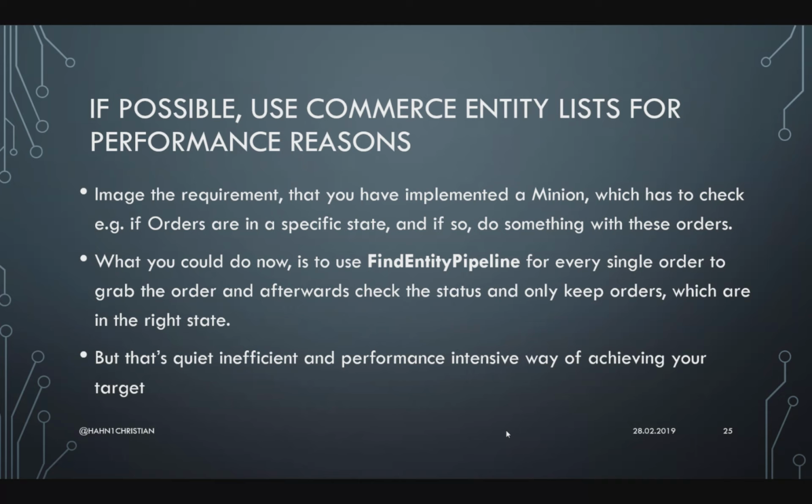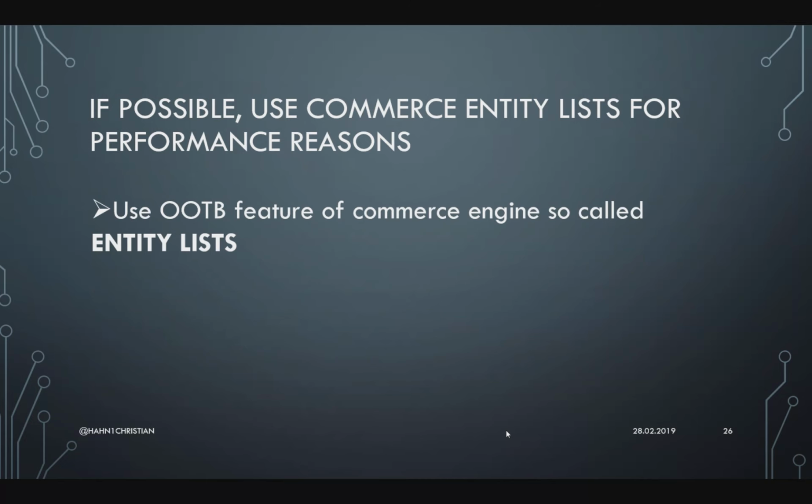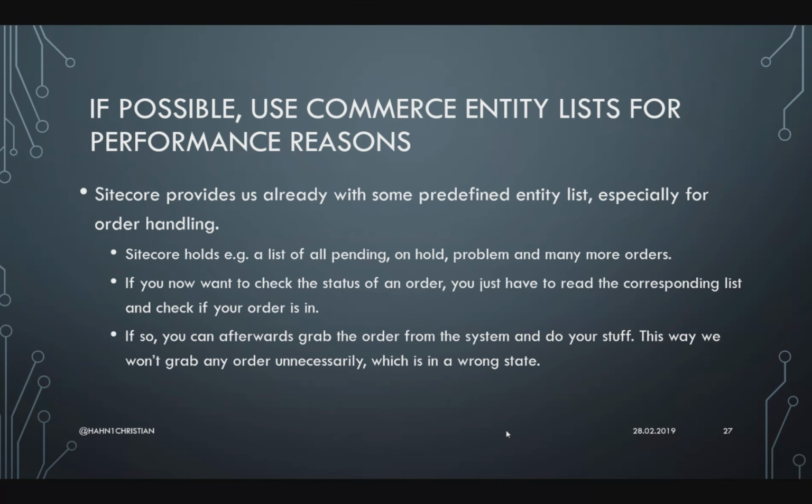What Sitecore has is a mechanism like entity lists. Entity lists, in the end, are just lists which hold entity IDs, just a string with an entity ID. And these lists are, you could say, a logical grouping of entities. So, for example, for our orders, Sitecore provides us with various entity lists which hold all our orders in different logical differentiation, like pending orders, problem orders, and so on. All the order statuses we have each have their own entity list.